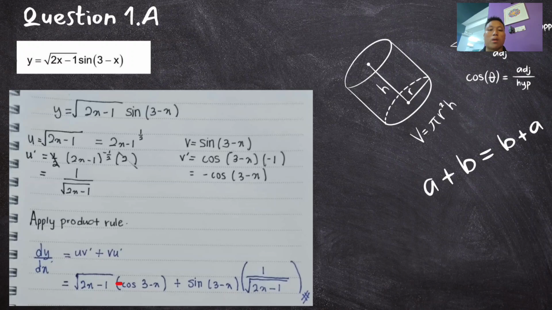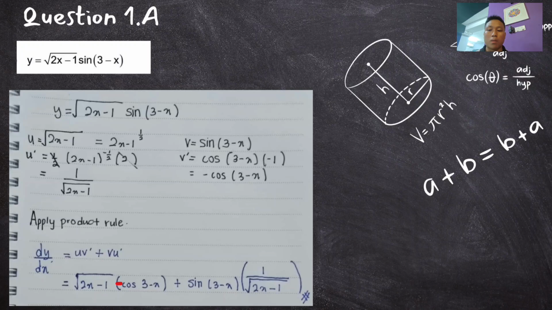The first question wants us to find dy/dx for the function y equals square root of (2x minus 1) times sine of (3 minus x). How are we going to solve it? First of all, we divide it into two terms, u and v. For u, we put square root of (2x minus 1), and for v, we put sine of (3 minus x). And then, how are we going to find u prime and v prime?